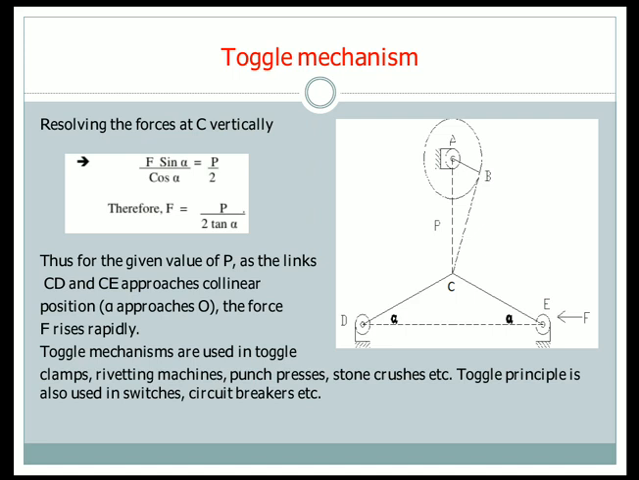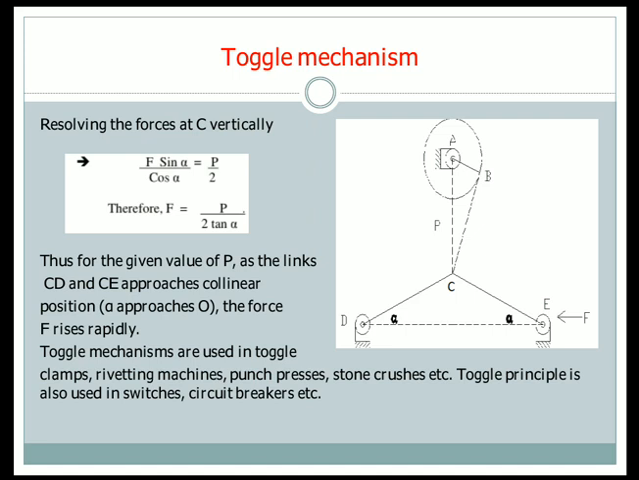This is due to the link AB, which is rotating in a circular direction with respect to the point A. So A is a fixed point and it is rotating. During rotation, when it reaches the vertical position, or when the link AB coincides with the line P, then the force generated F will be maximum, because the angle alpha will be 0. In other conditions, the force will not be maximum and it will be less than the maximum force.